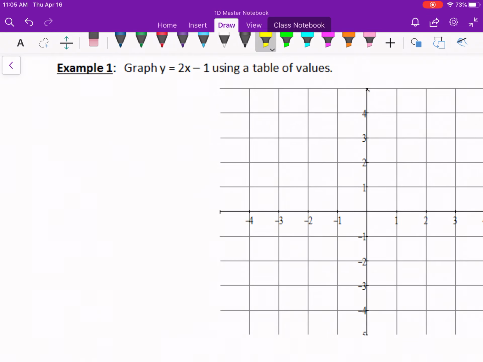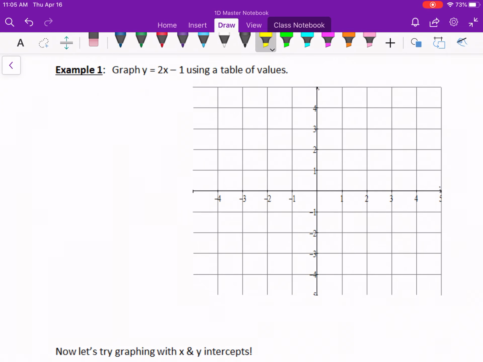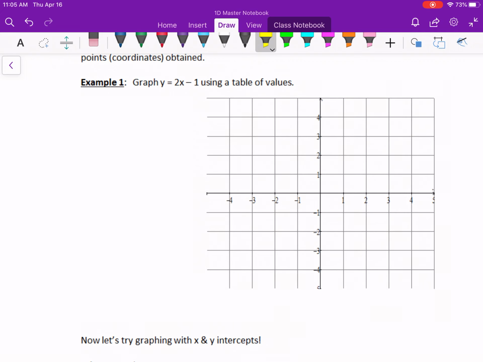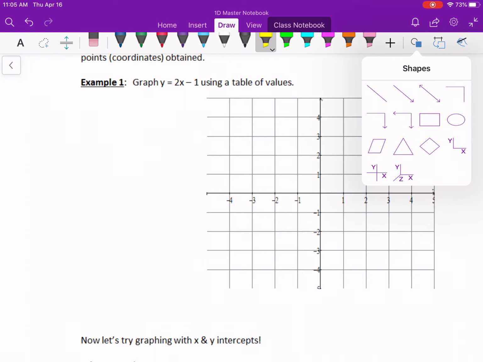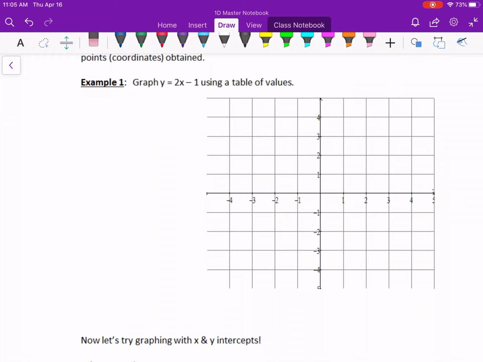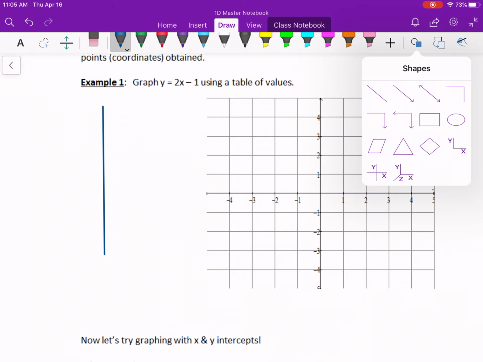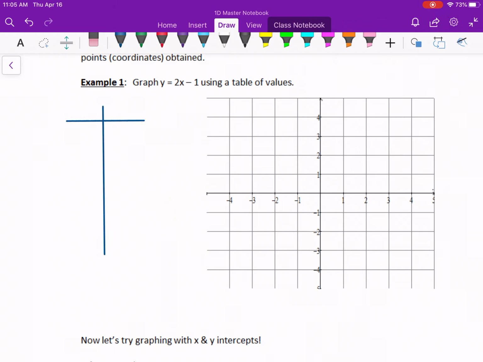But first, the first example, I'm just scanning it, reminding myself of what it says. I guess the first example is showing how to do it with a table of values. So let's do that. Make a nice straight line for my table of values. All right, so x, y. So here is my equation.